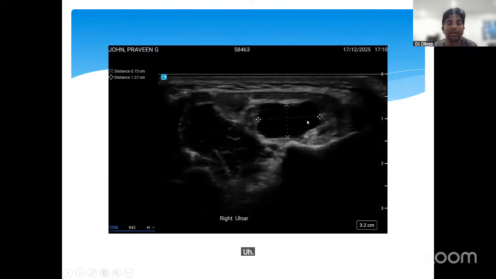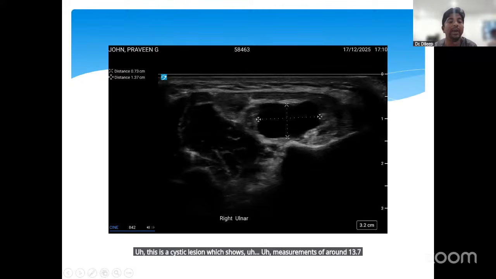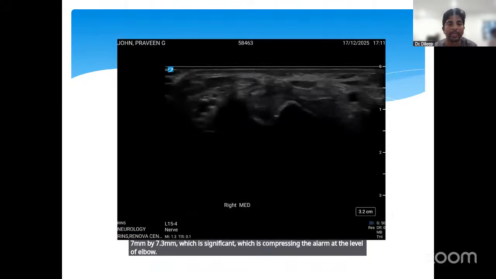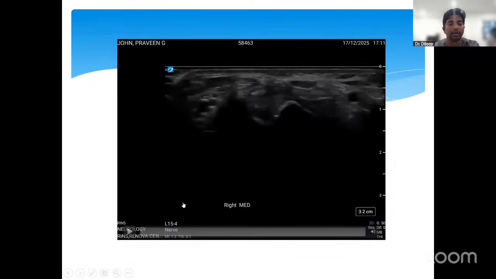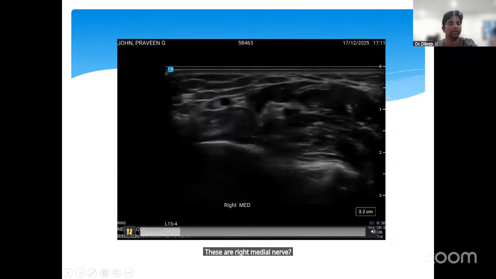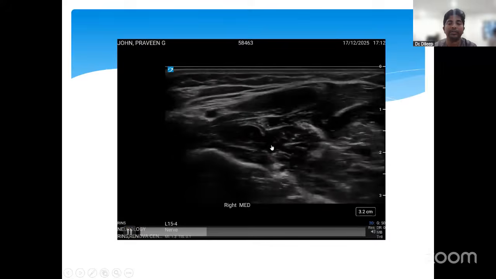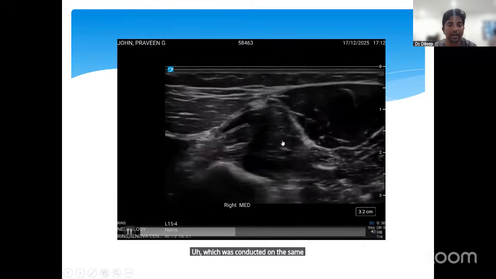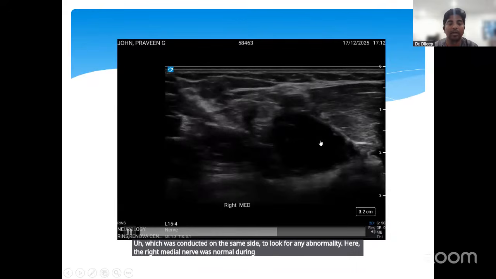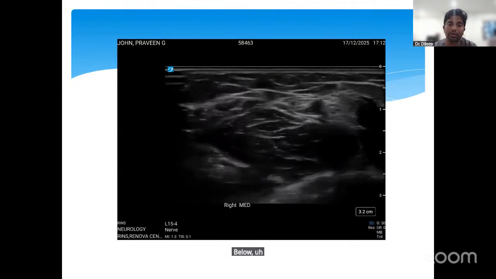This is a cystic lesion which shows measurements of around 13.7 mm by 7.3 mm, which is significant, and is compressing the ulnar nerve at the level of elbow. This is the right median nerve, which was examined on the same side to look for any abnormality. Here, the right median nerve was normal in its course from below the elbow up to the wrist region.